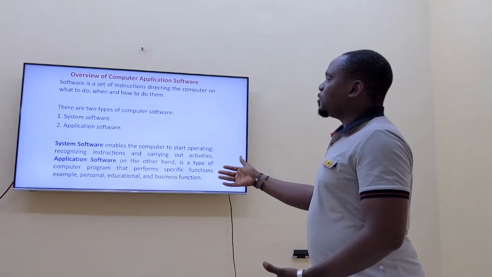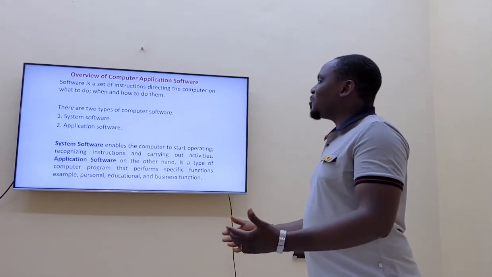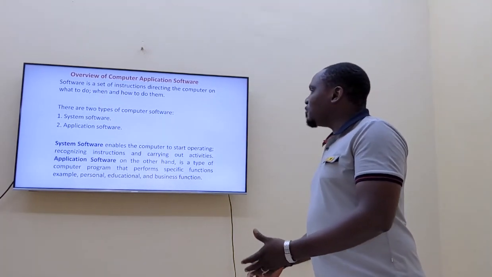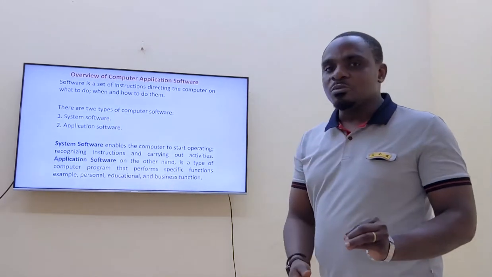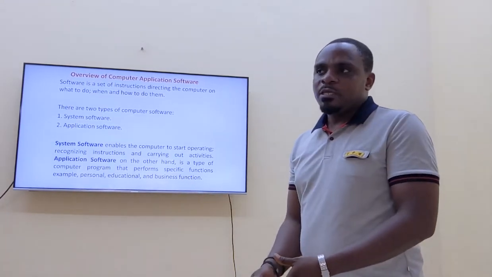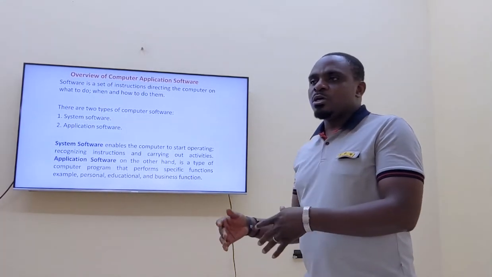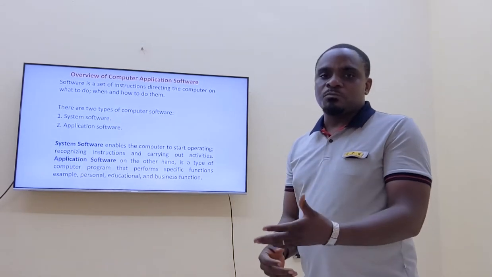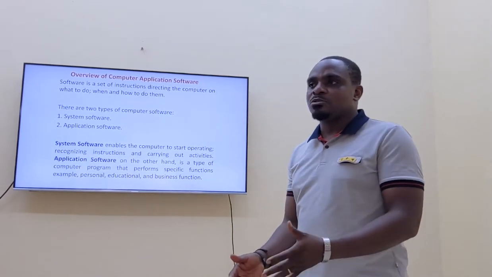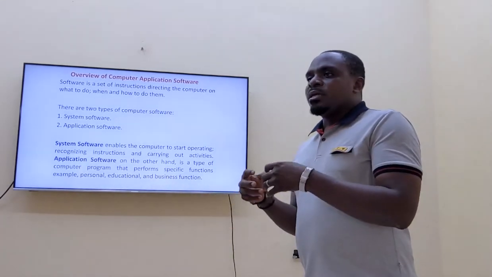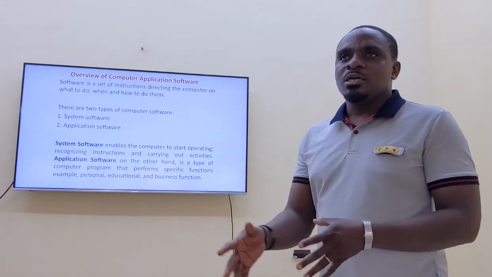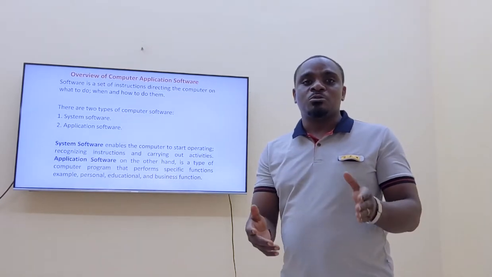So, on the overview of application software, we say software is a set of instructions directing the computer on what to do, when to do it, and how to do it, purposely to satisfy a user. The software, as we all know, are just instructions given to the computer. A computer is a machine. We say a computer is an electronic device that helps man to accomplish tasks. Now, there are sets of instructions that enhance the computer in doing those things. The computer does only that which you ask it to do.